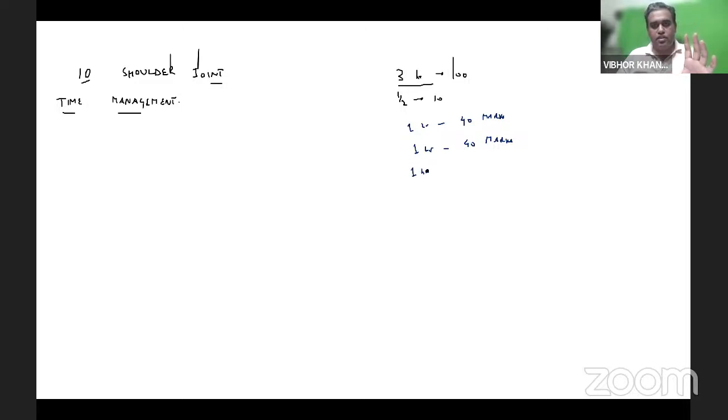Then for the last hour, I know that technically I would be left with only 20 marks of the paper. Suppose that jumps out to be even 30 marks, even that is fine. It is under my control, right? So this should be our aim.